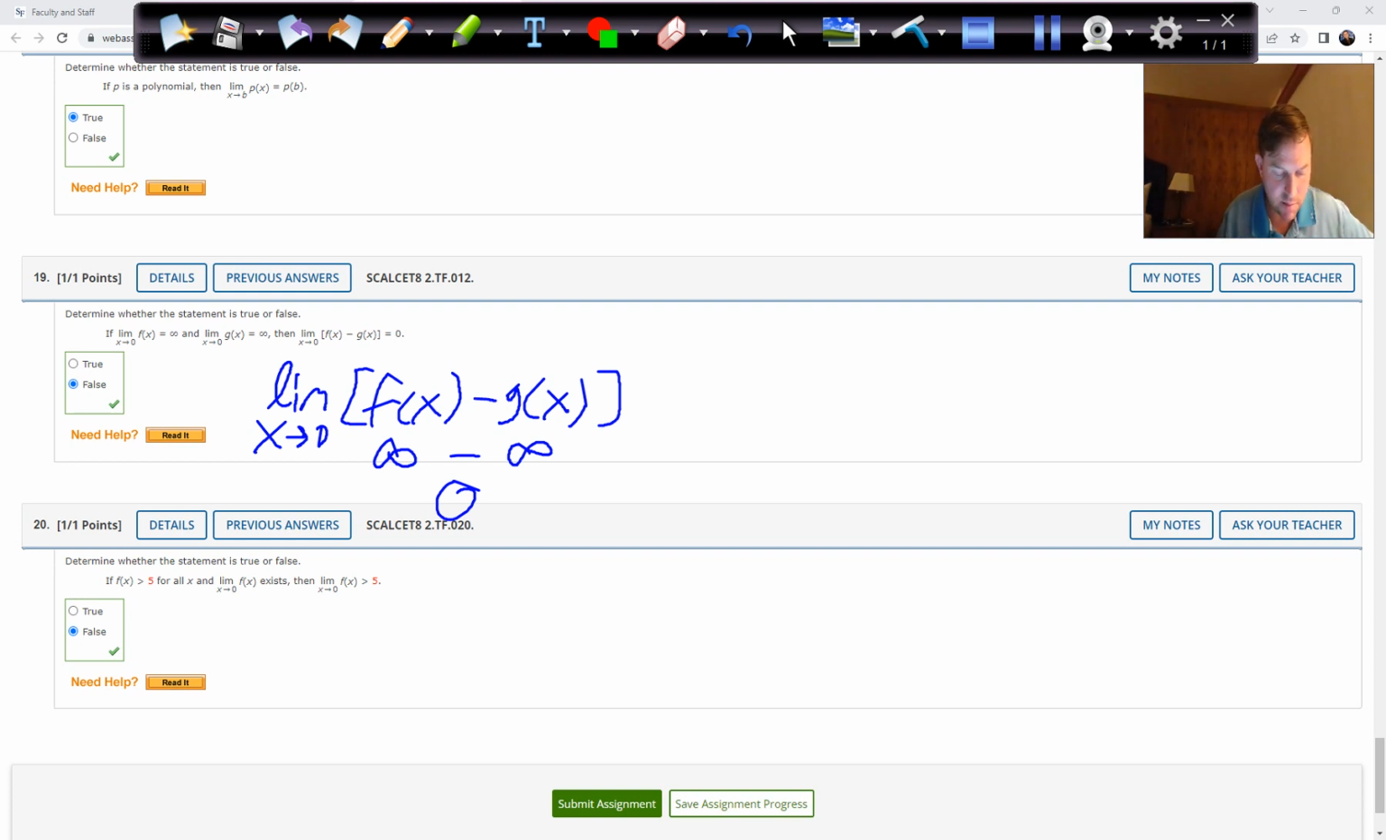Okay, last problem. Determine whether the statement is true. If f of x is bigger than 5 for all x, then the limit as x approaches 0 of f of x exists, then the limit of x approaches 0 of f of x is greater than 5. So this one is also not necessarily true. So I wish I had a drawing that we could look at for this. But basically, you could have a situation where the limit itself is not bigger than 5. So this one was false. Okay, and that will complete section 2.3.